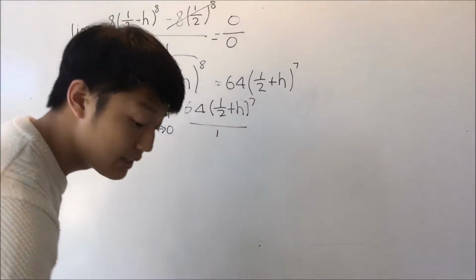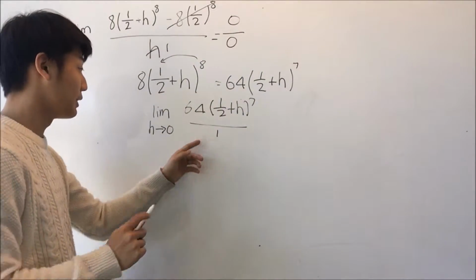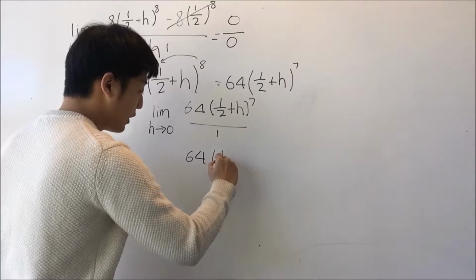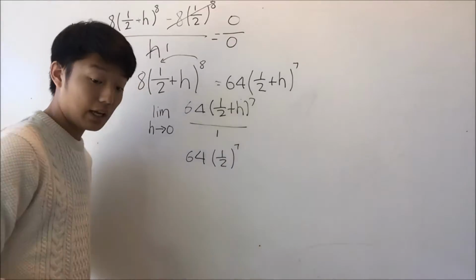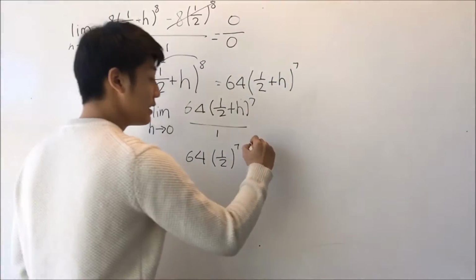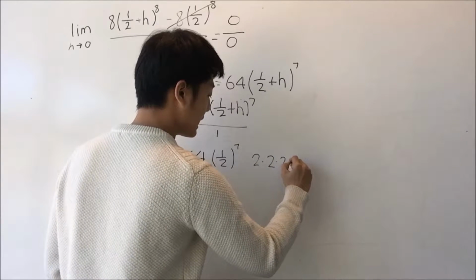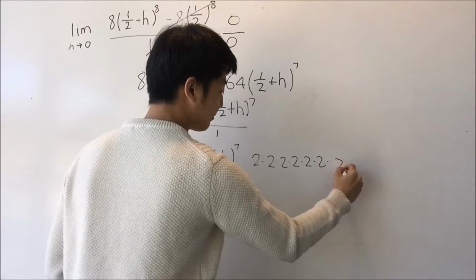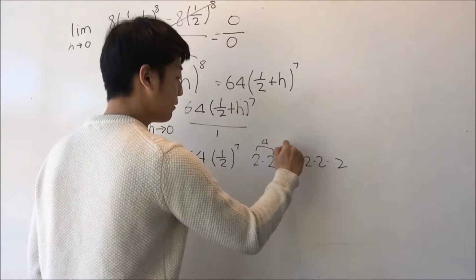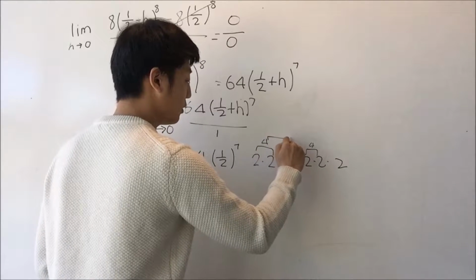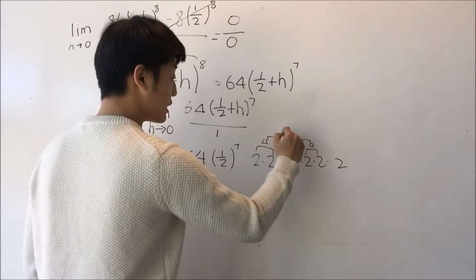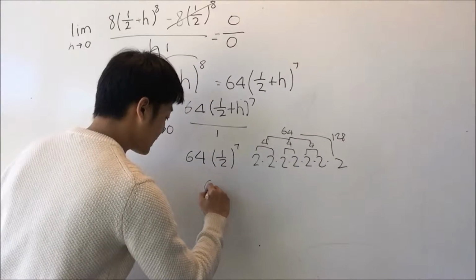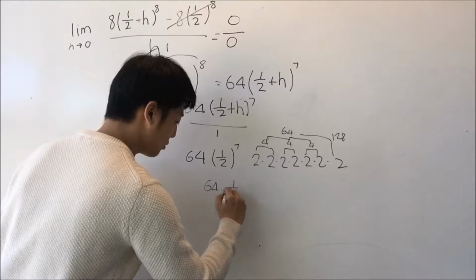Now let's try to plug in 0 here. When we plug in 0 here, this will become 64 times 1/2 to the 7th. And what's 2 times 2 times 2 times 2 times 2, annoying I know, 1, 2, 3, 4, 5, 6, 7. This will become 4, that will become 4, that will become 4. This whole thing will become 4, 16, 64, 128. Yay! So it will be 64 times 1 over 128.